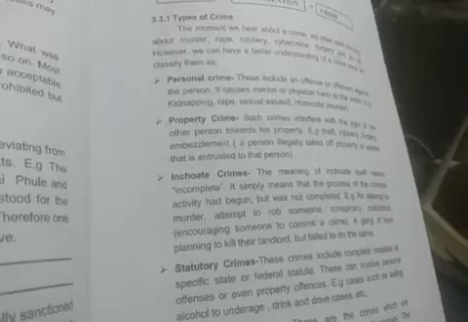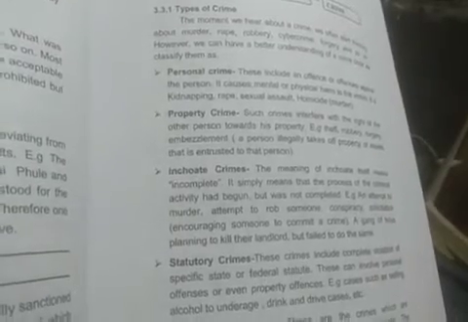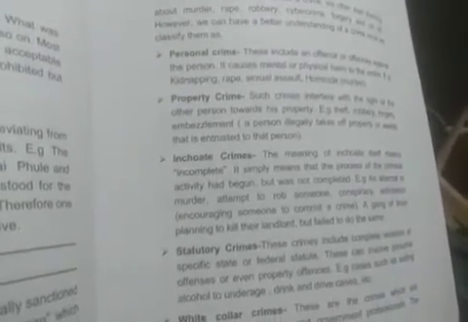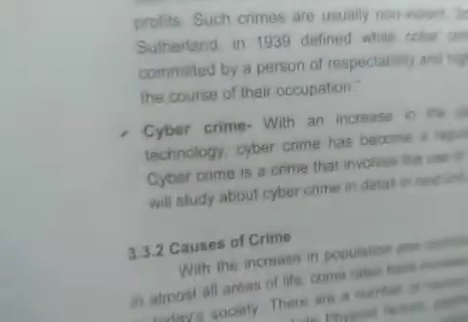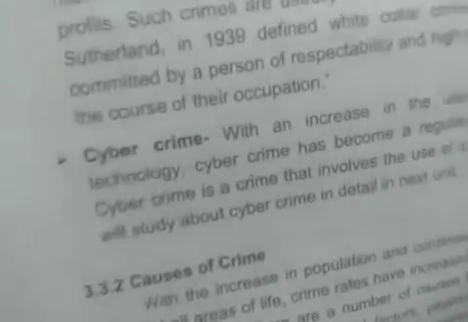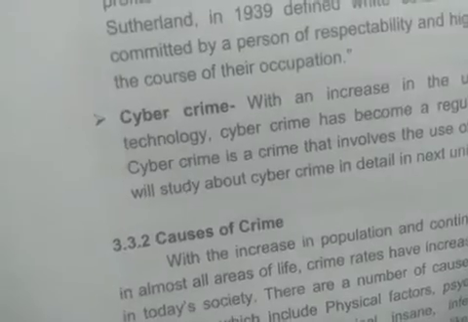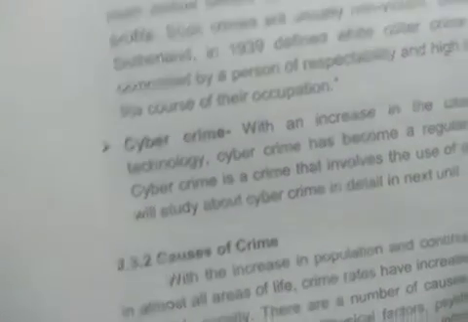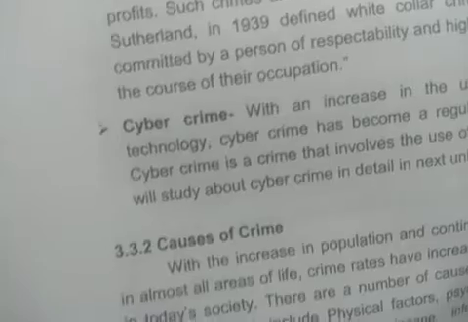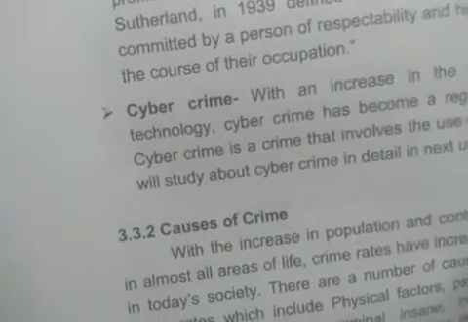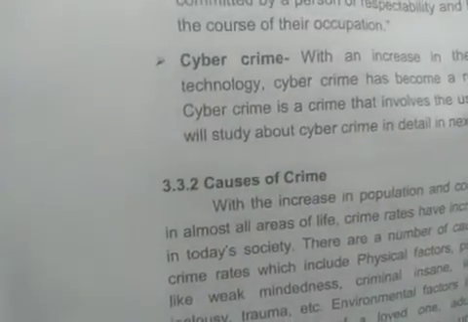White-collar crimes. These are crimes which are committed by business and government professionals. The main motive behind such crimes is to make huge profits. Such crimes are usually non-violent. Sociologist Edwin Sutherland in 1939 defined white-collar crime as a crime committed by a person of respectability and high social status in the course of their occupation.